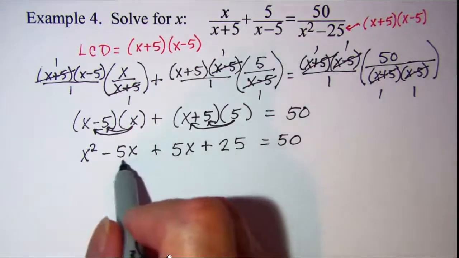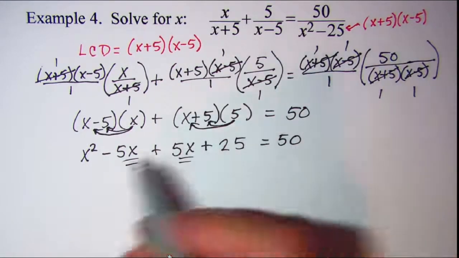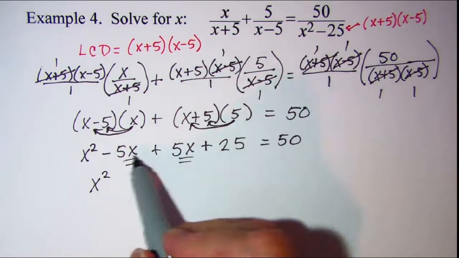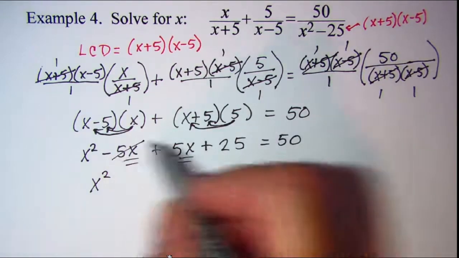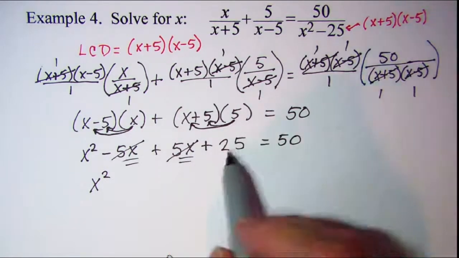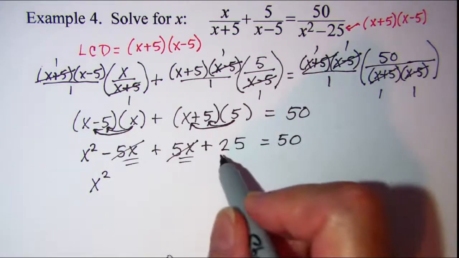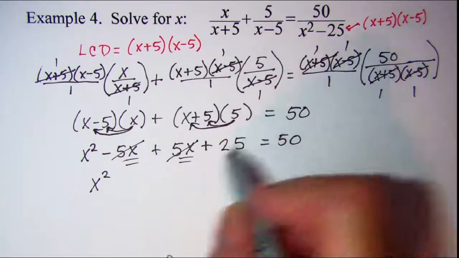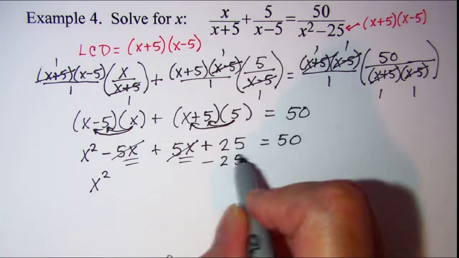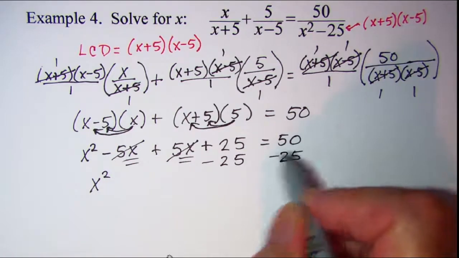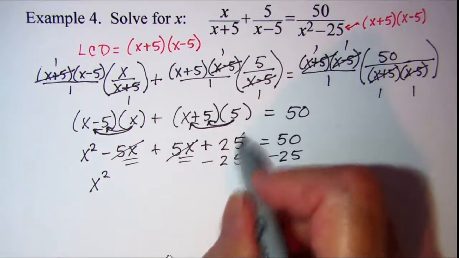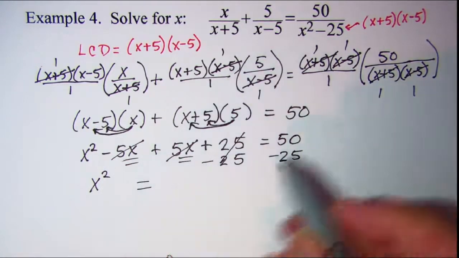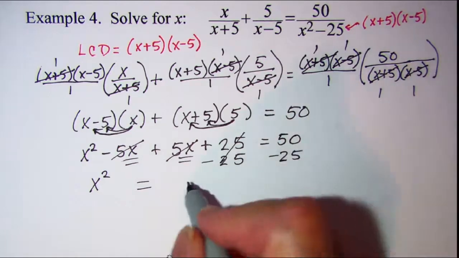So let's combine these like terms. Copy the x squared. A negative 5x and a positive 5x, those are going to cancel off. And I think I'm going to use the square root property, which means I'm going to put this constant on the other side since I don't have any x terms. So I'll subtract 25 from both sides. The positive 25 and the negative 25 cancel, and on the left side all I have is the x squared, and on the right side 50 minus 25 is 25.